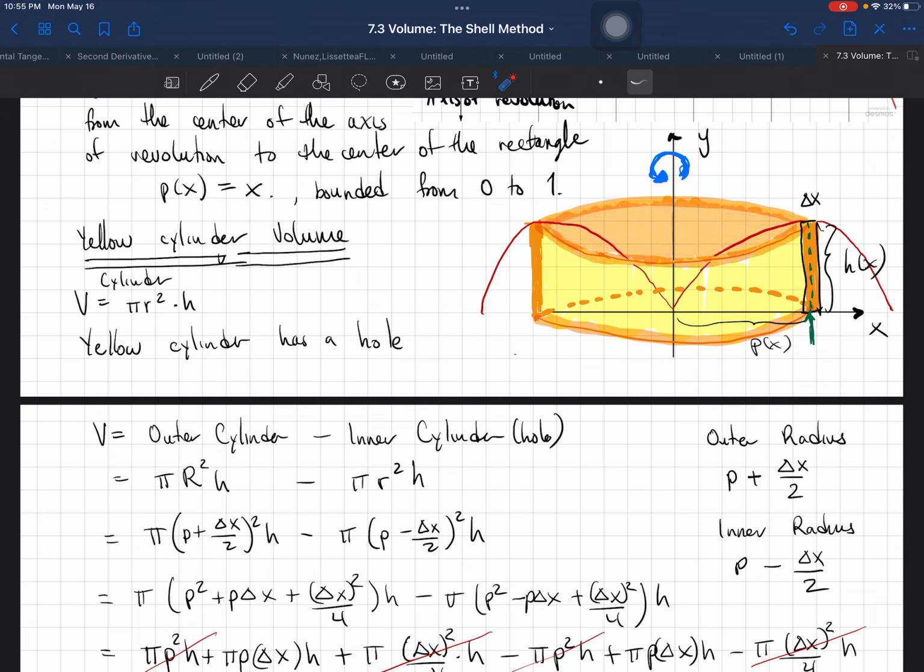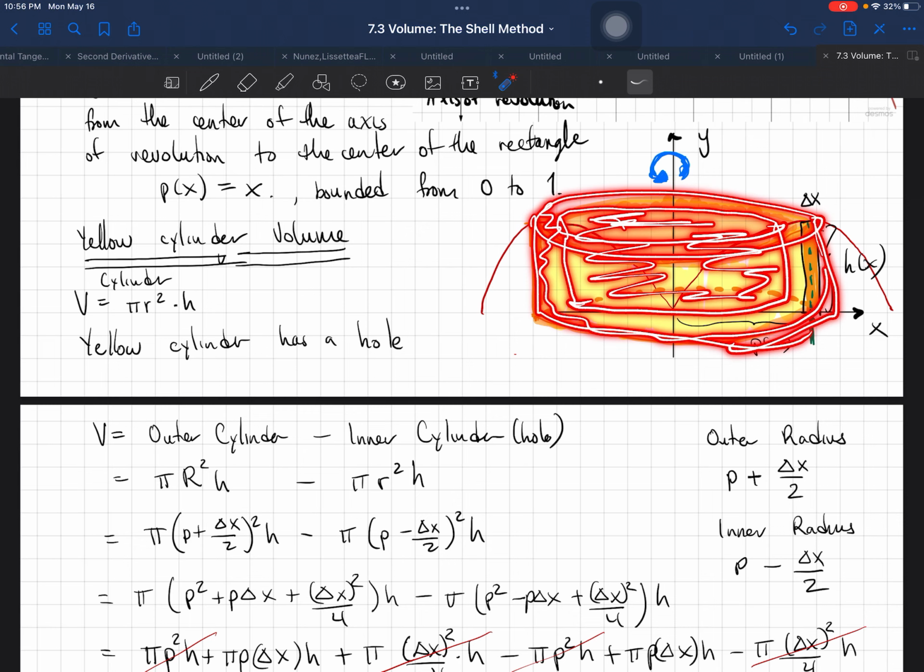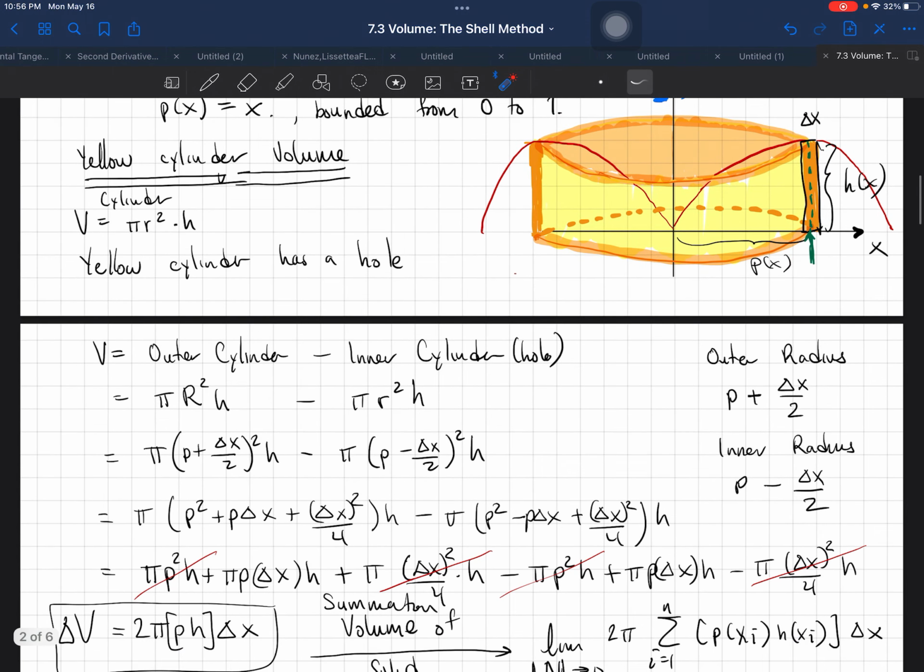So think about it like this. You've got the whole cylinder, and then you subtract another cylinder that is inside. If you subtract the inside one, what's left behind? Just the shell. So the volume of this shell will be the volume of the outer cylinder minus the volume of the inner cylinder, in other words, the hole.